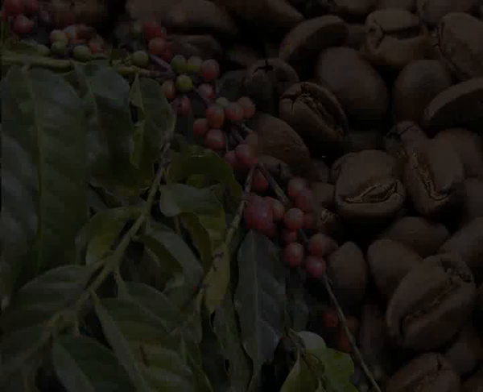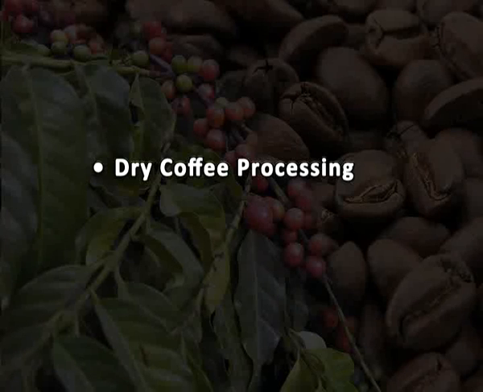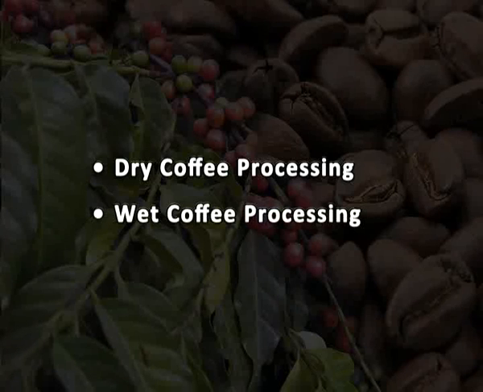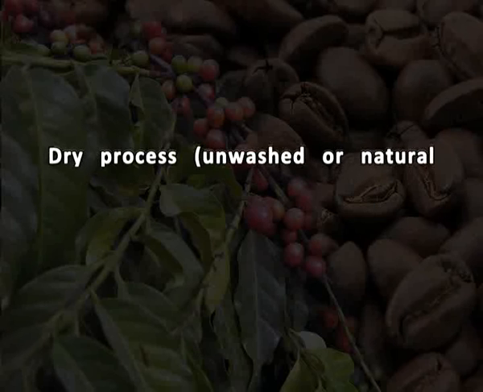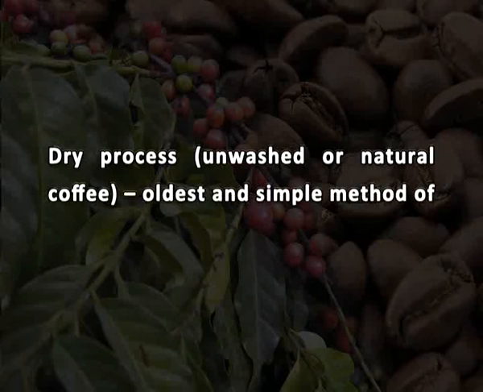Now students, we will talk about processing of coffee. There are two methods of processing coffee. First is dry coffee processing and second is wet coffee processing. First, we will go for dry coffee processing. Dry coffee process is also known as unwashed or natural coffee. It is the oldest and simplest method of coffee processing.